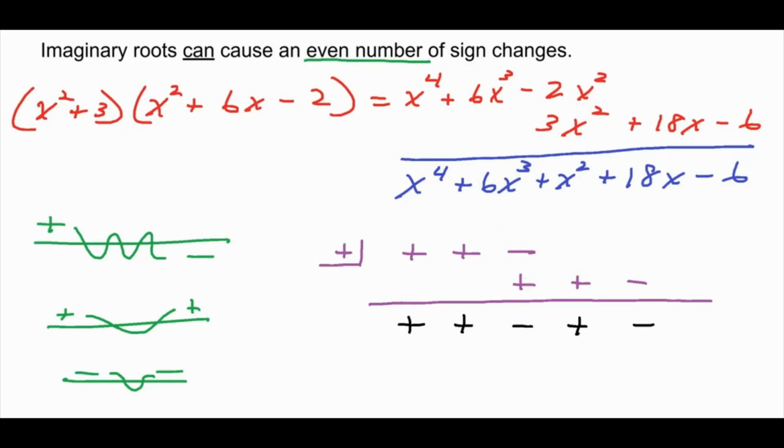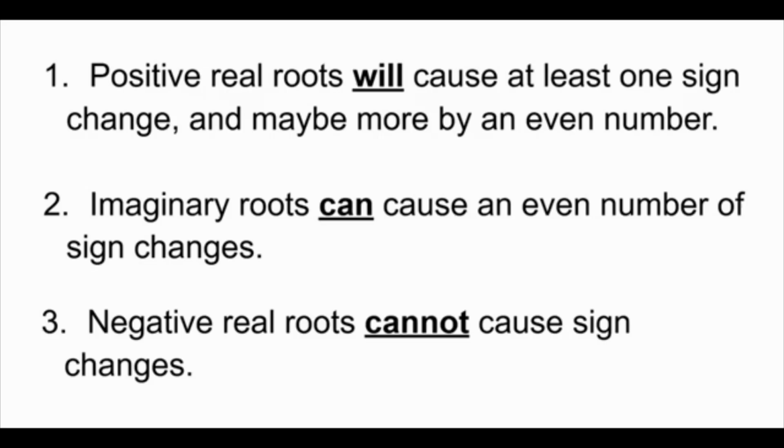To sum up, positive real roots will definitely cause at least one sign change and maybe more by an even number. Imaginary roots can cause sign changes. It may or may not happen, but if it does happen, it will be increments of even numbers. And then negative real roots cannot cause sign changes at all.